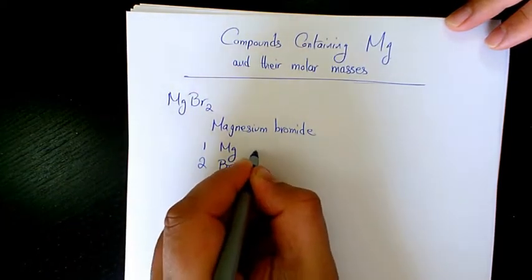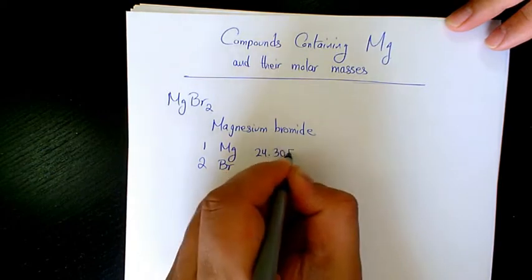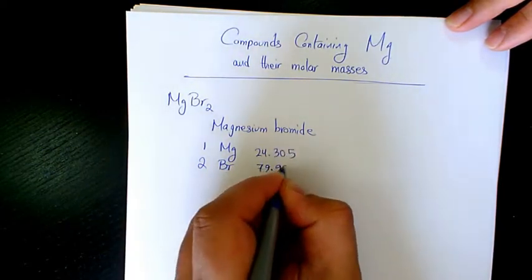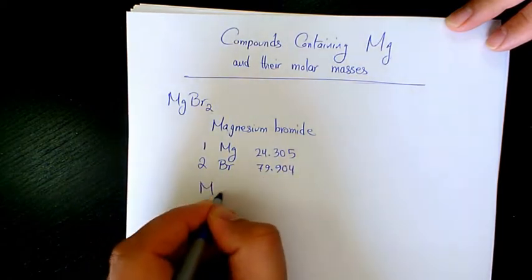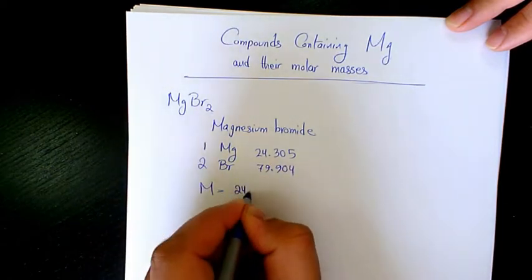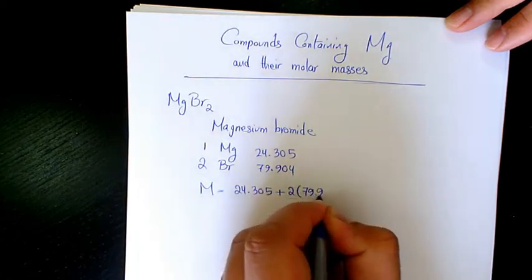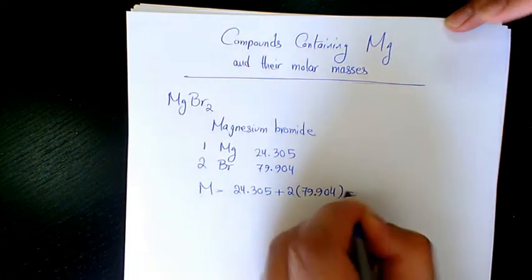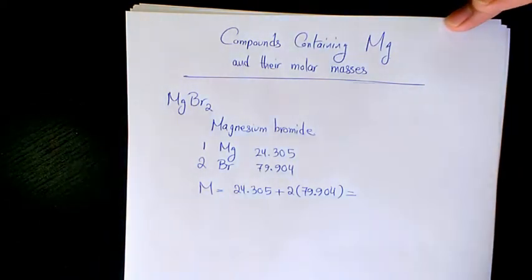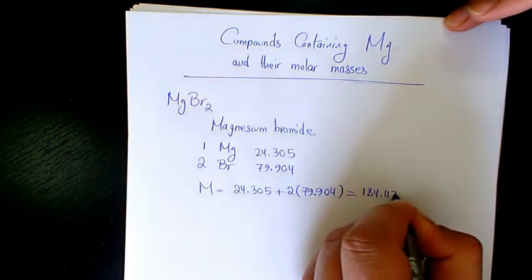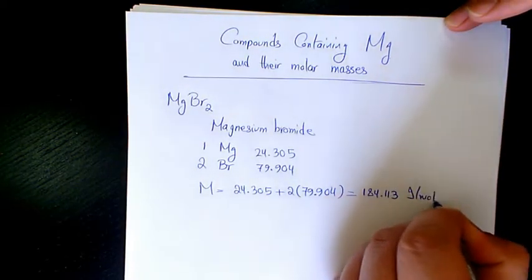Mg is 24.305 and bromine is 79.904. So molar mass is going to be 24.305 plus 2 times 79.904. So it's going to be 184.113 grams per mole.